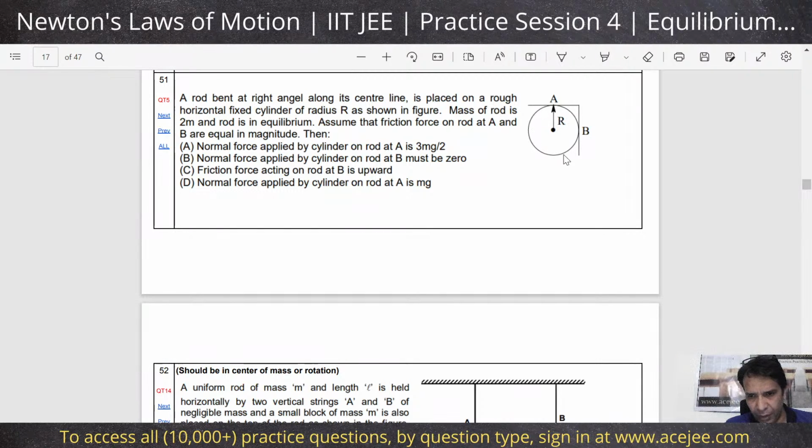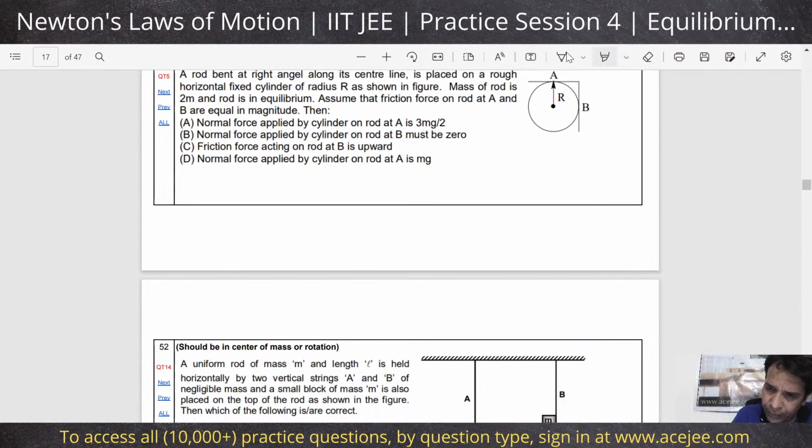Here you have a rod which is bent. The rod's mass is 2m, and the cylinder. And it says a frictional force is acting like this on both of them, on both the surfaces, and it's equal. It's given that the frictional force is equal. Then they're asking what the normal force will be here and here.